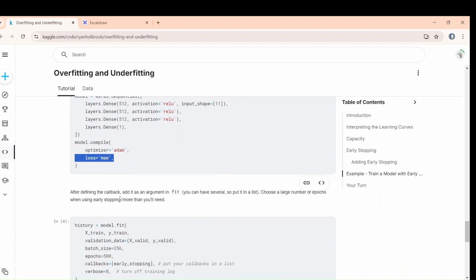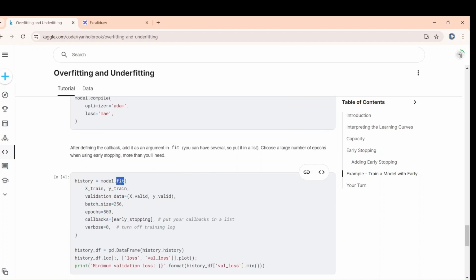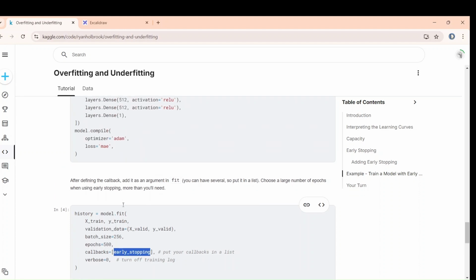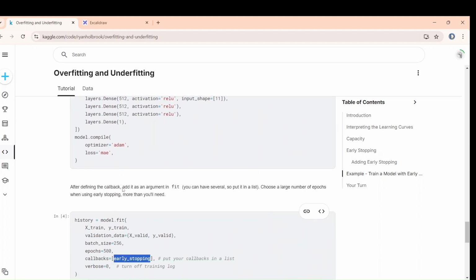Okay. After defining the callback, add it as an argument in the fit. So we have to use model.fit with X train and y train. You have to pass the training data set, and the validation data now, X valid, y valid. I have told you that the data set is divided into three parts. That's what we are doing as of now. Batch size you have provided, and epochs means the total number of times your model will see the data points, and here callbacks equal to early stopping, which we have defined here.